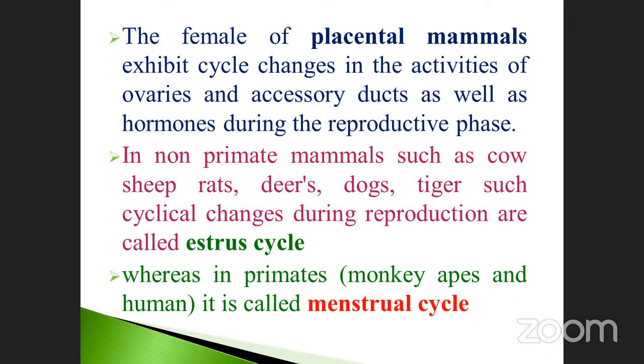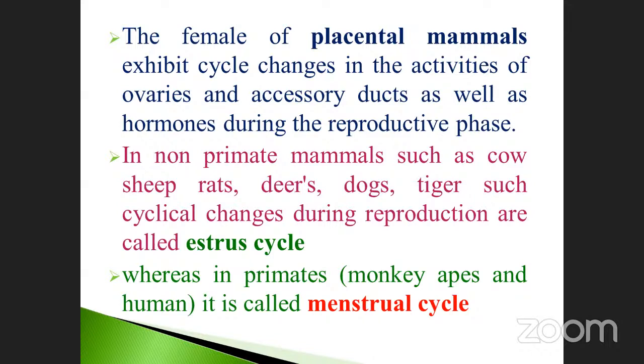In non-primates, this is very, very important. In non-primate mammals such as cow, sheep, rat, deer, dog, tiger, such cyclical changes during reproduction are called estrous cycles. They ask questions giving examples of estrous cycles. Like that they have given examples above, and in addition they may give a monkey inside, asking which one is the odd one out.